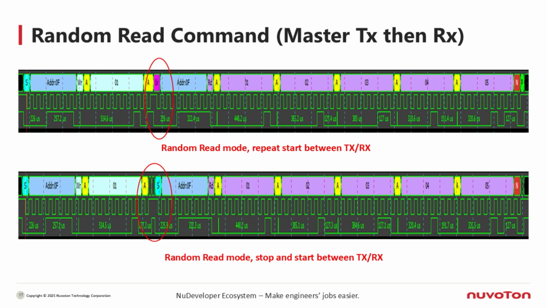Now look at the image below. Here, the auto mode is set to 100. After the TX phase completes, the master first sends a stop to release the bus, and only then sends the next start. On this waveform, you can clearly see the stop and the next start are separated, showing that the bus was released before the next transfer began.